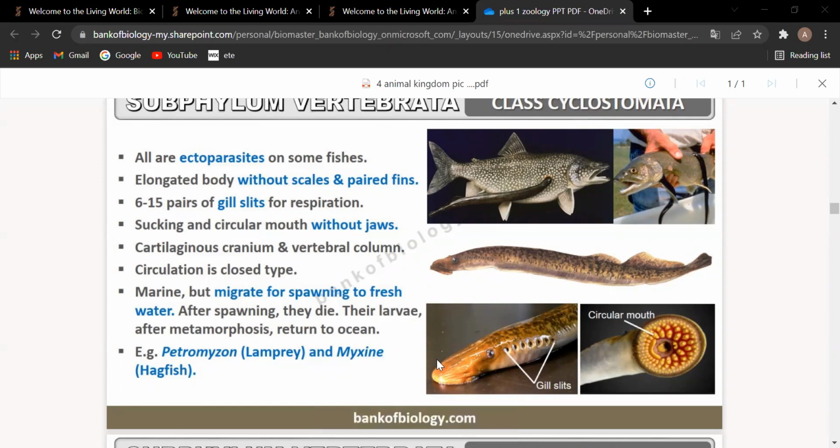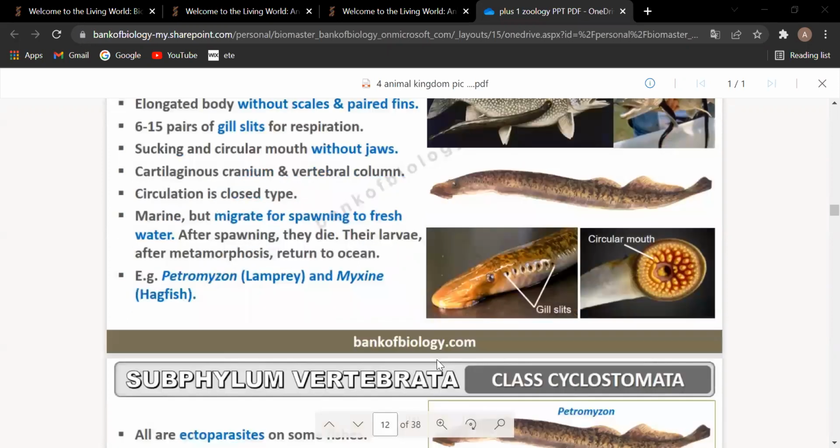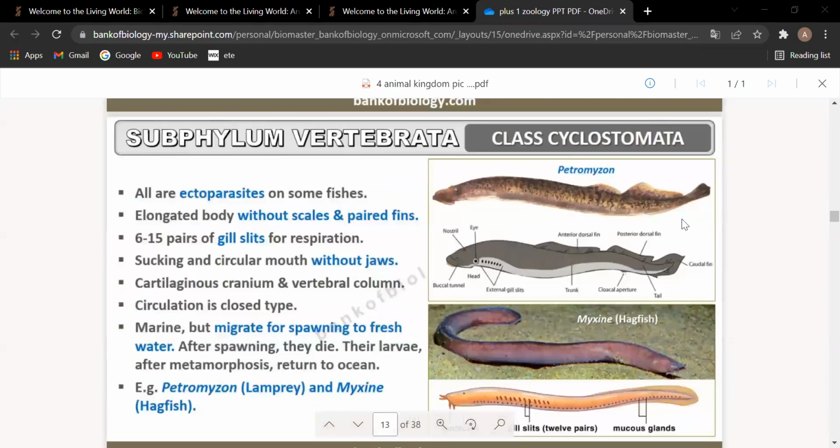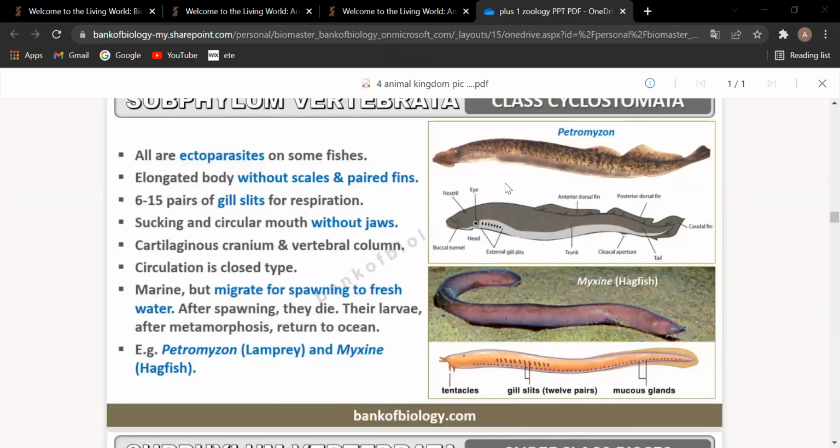Any difficulty in this? They are also present in aquarium. Yes, they stick to the glasses. Yes, you can see the fish very clearly over there. Yeah, Petromyzon and hagfish.